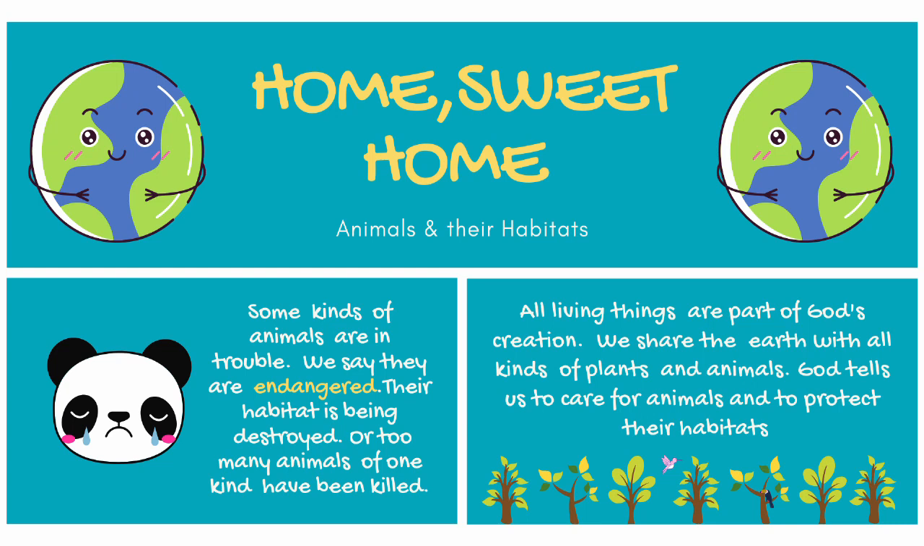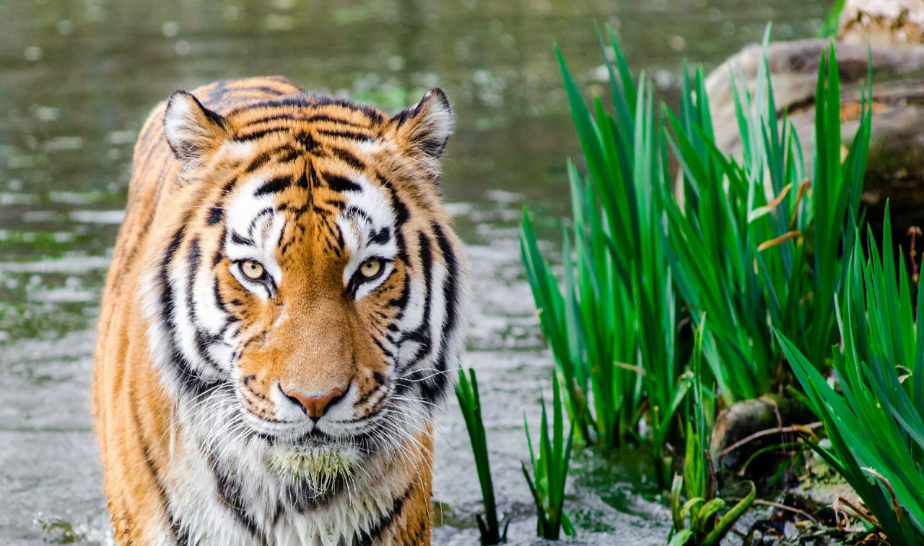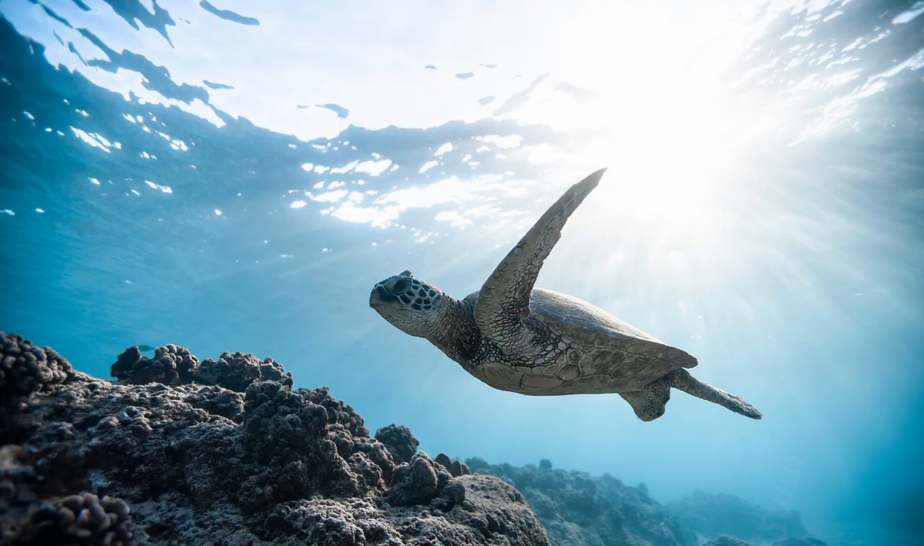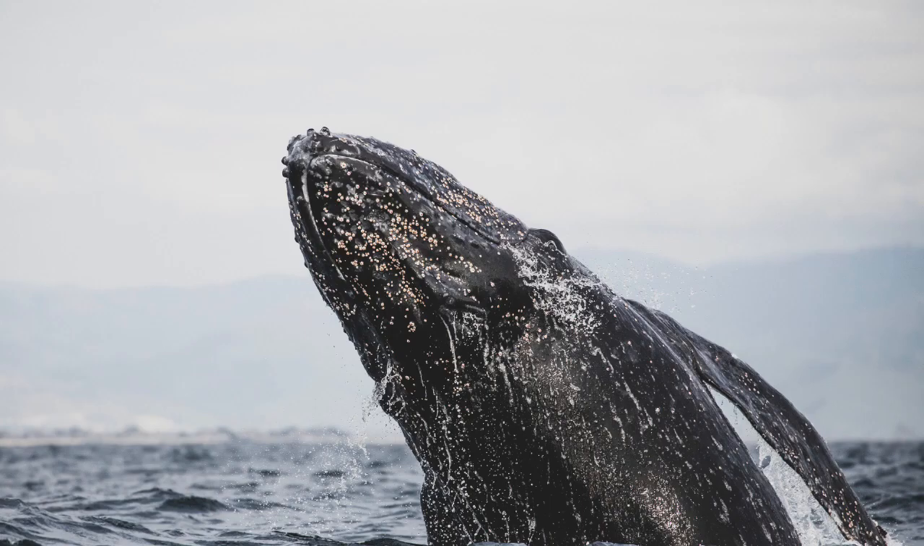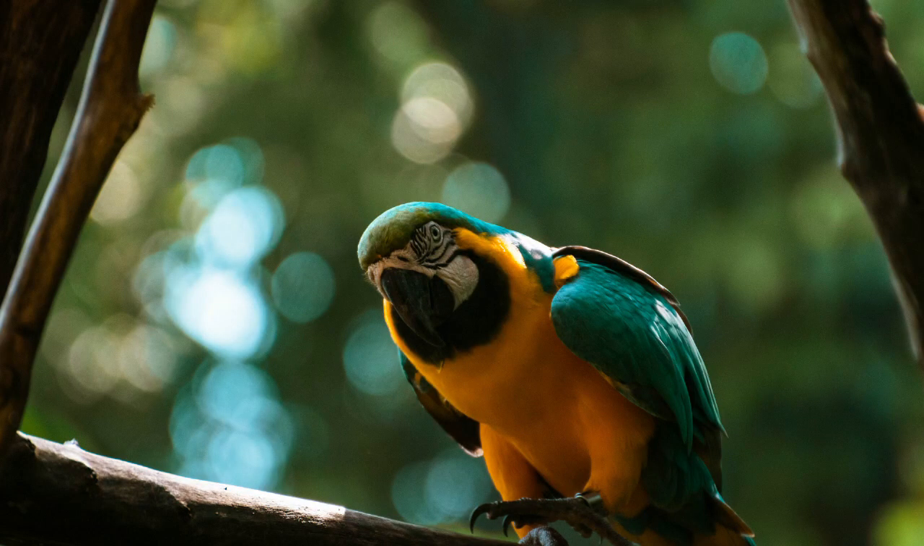Now, some kinds of animals are in trouble. We say they are endangered. Their habitat is being destroyed, or too many animals of one kind have been killed. Some examples of endangered or threatened animals are tigers, gorillas, the green sea turtle, the giant panda, the humpback whale, the Asian elephant, and the indigo macaw. Those are just a few of the many animals that are endangered. It's either that their habitats are being destroyed or too many of them are being killed.